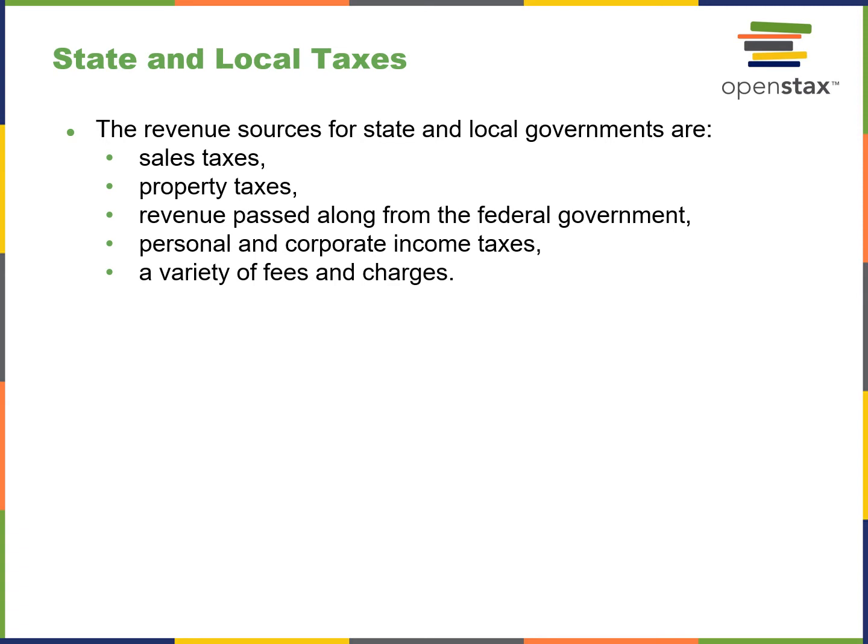State and local taxes are things like property taxes and sales tax, the 8.25% that you pay on your goods here in Texas. That's the state tax, and it's on sales. Property taxes are basically collected by respective counties, and probably about three-quarters goes to the independent school districts that the county is responsible for. Also, there's revenue passed along from the federal government, and personal and corporate income taxes. Texas has no personal income tax, and a relatively small corporate income tax.